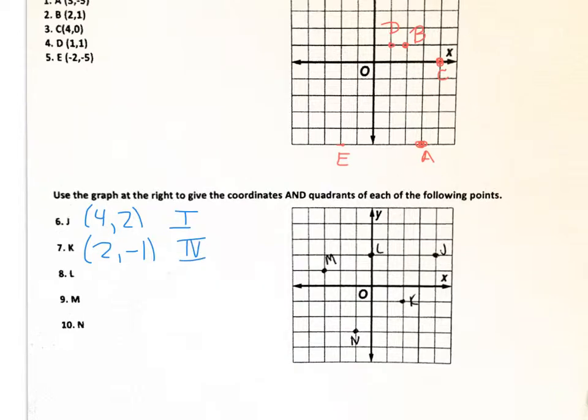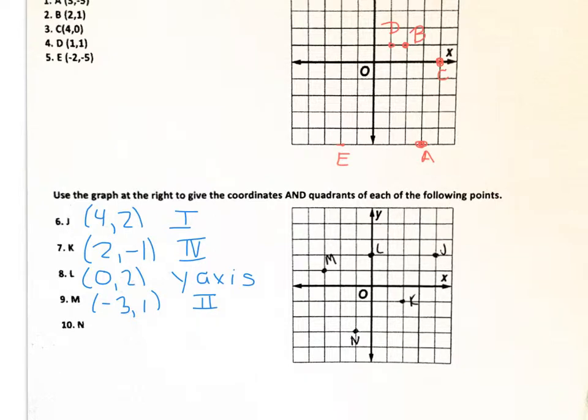Point L is the ordered pair 0, 2. It is on the y-axis. It's not in a quadrant. Make sure you label it y-axis. Point M is at negative 3, 1, and that is quadrant 2.